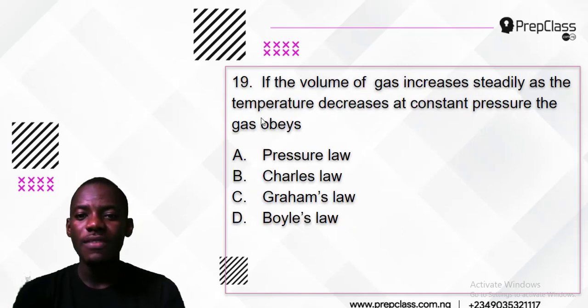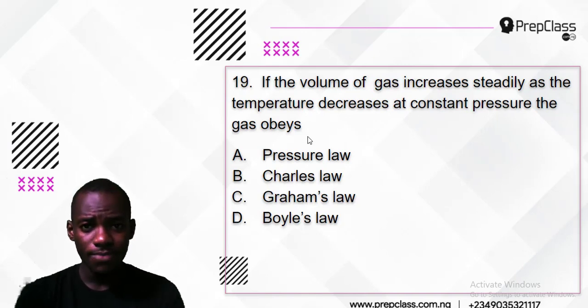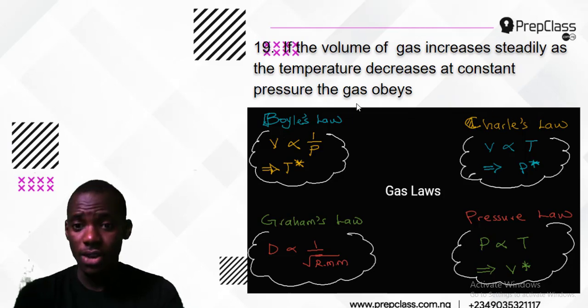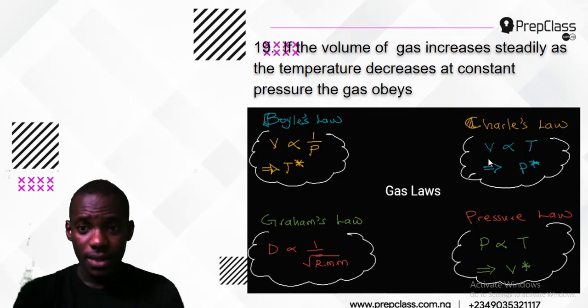Number 19 says, if the volume of a gas increases steadily as the temperature decreases at constant pressure, the gas obeys what? Is it pressure law, Charles' law, Graham's law, or Boyle's law? Do you have any idea? The answer is super easy. If the volume increases steadily with temperature, which of the laws have volume and temperature? Which of these gas laws have volume and temperature?